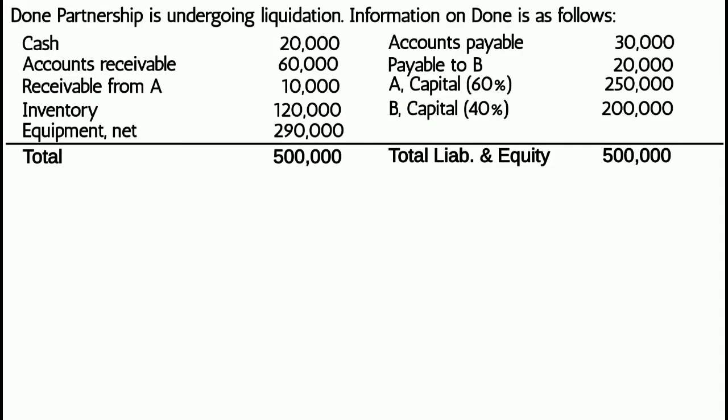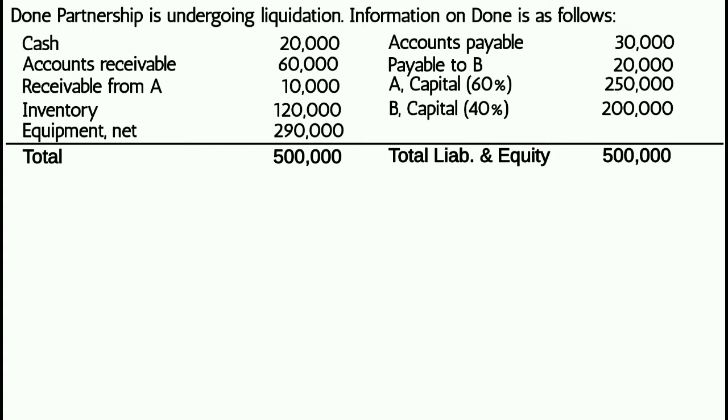Hello and good day. For today, let's continue the discussion in partnership liquidation. Dawn Partnership is undergoing liquidation. Information on Dawn is as follows.